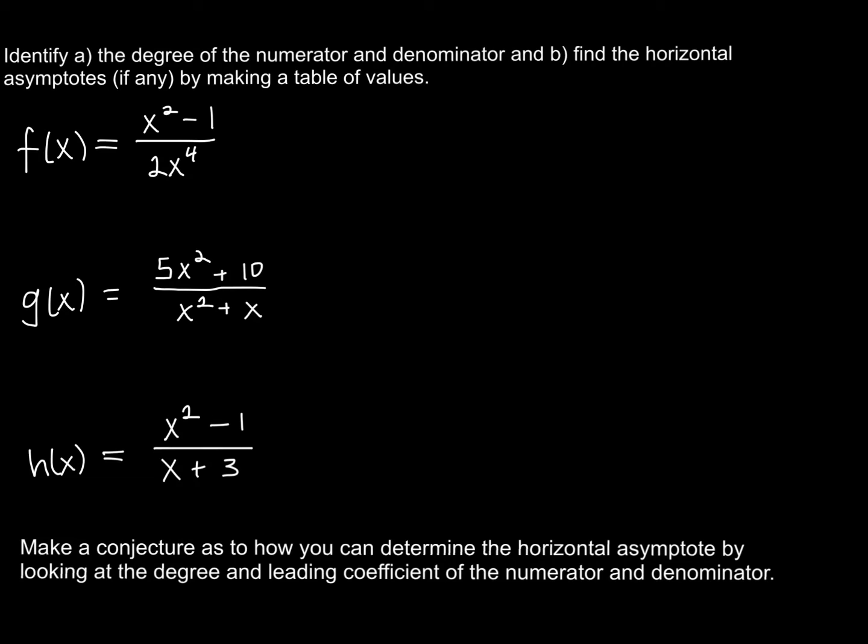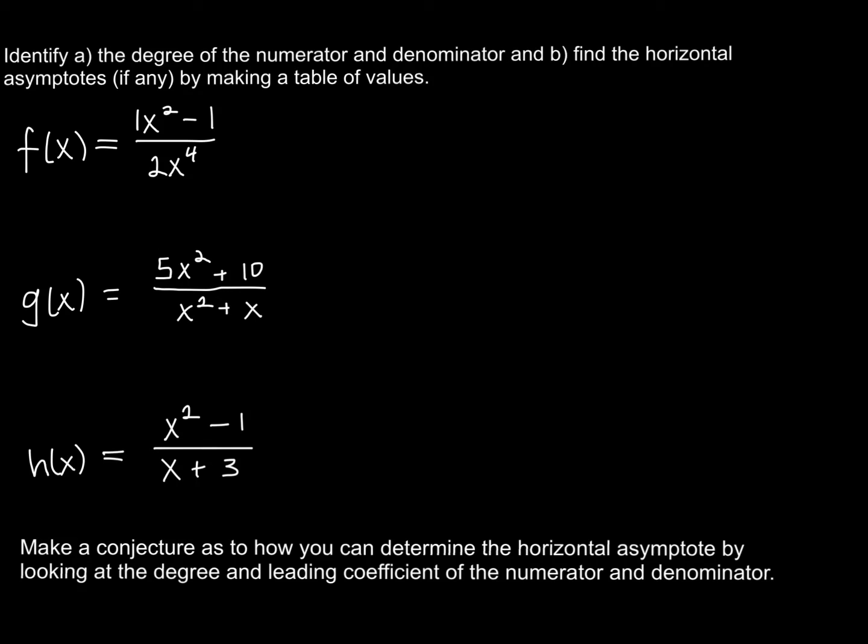Okay, let's talk about the degree of the numerator and the denominator real quick as we look at f of x together. So the numerator is x squared minus 1, so the degree is 2 because the highest exponent I have is a 2. And in the denominator I have an x to the 4th, and so my degree is 4. Notice here the leading coefficient is 1 in my numerator, and in my denominator the leading coefficient is 2. So that's something you might want to pay attention to as well.